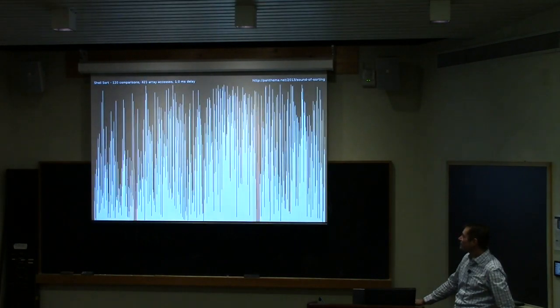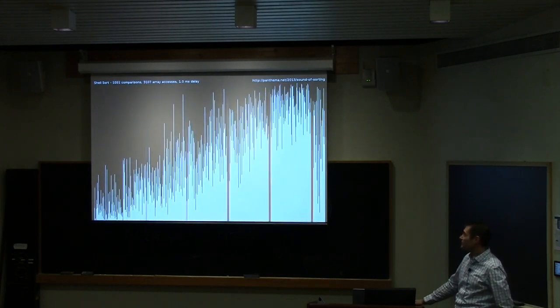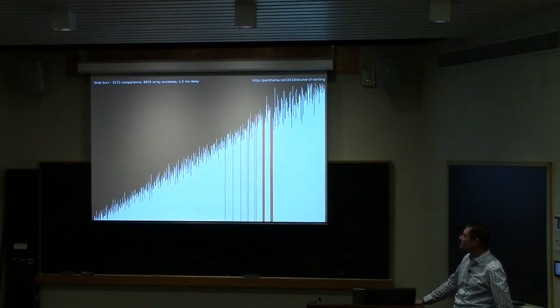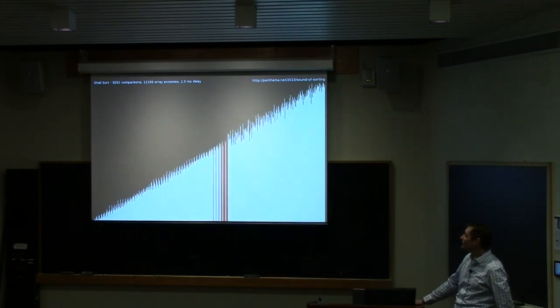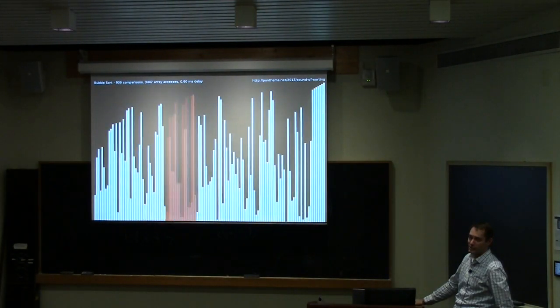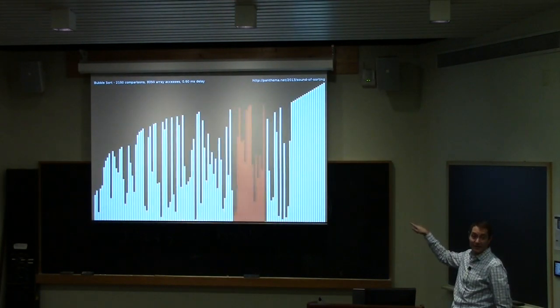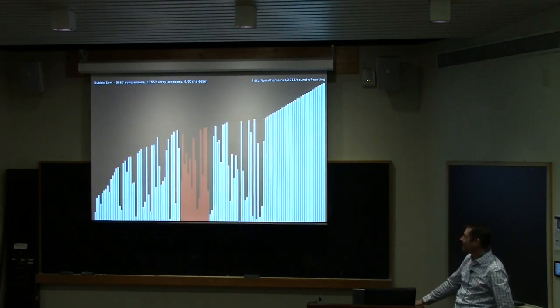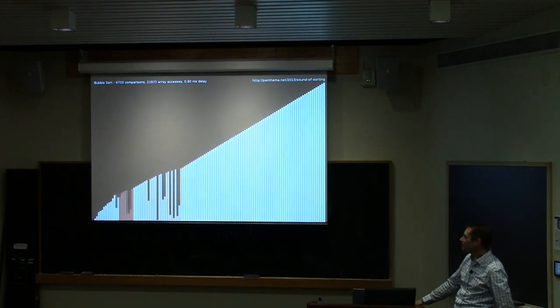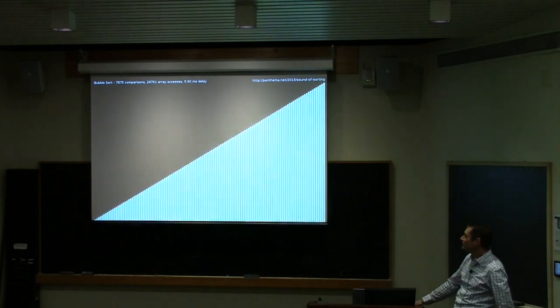There we go. Let's see what's next. Shell sort. We'll talk about shell sort in a few minutes, too. Here's your bubble sort. Notice there's many fewer elements here. Terrible sort.